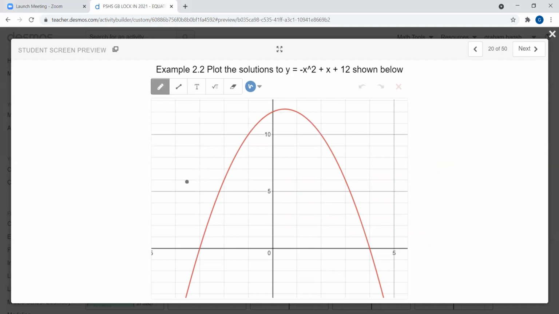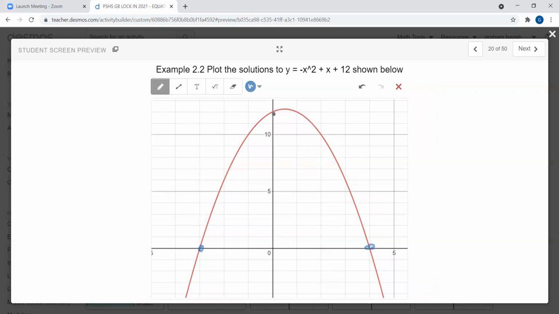So sometimes they actually ask you to draw on the actual screen itself rather than a multiple choice. So plot the solutions to this. I recognize solutions is just that word for x-intercepts. So I would click here, and I would click here. But this is certainly one of those technology enhanced questions where they can ask you to click on the screen.